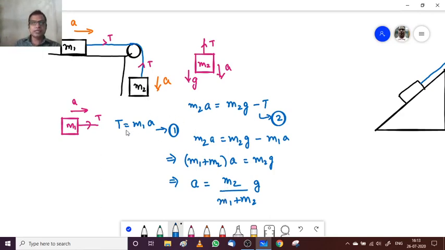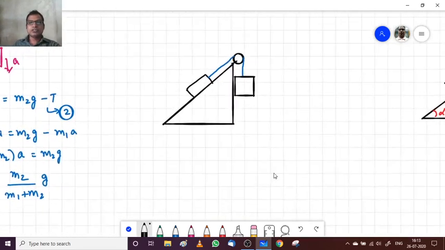Let's then find the tension in the string. The tension in the string is simply m1 into A, that is m1 m2 into g upon m1 plus m2. Alright, so this is how we found the tension in the string and the acceleration of the system. Now let's move to our second example, which is over here.